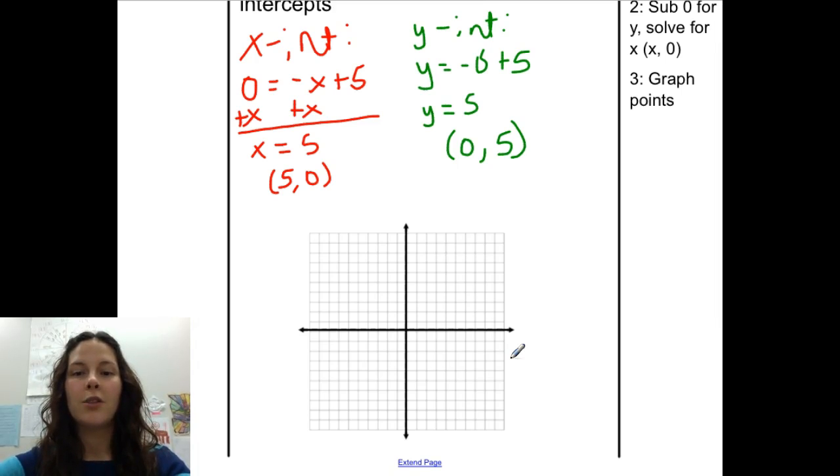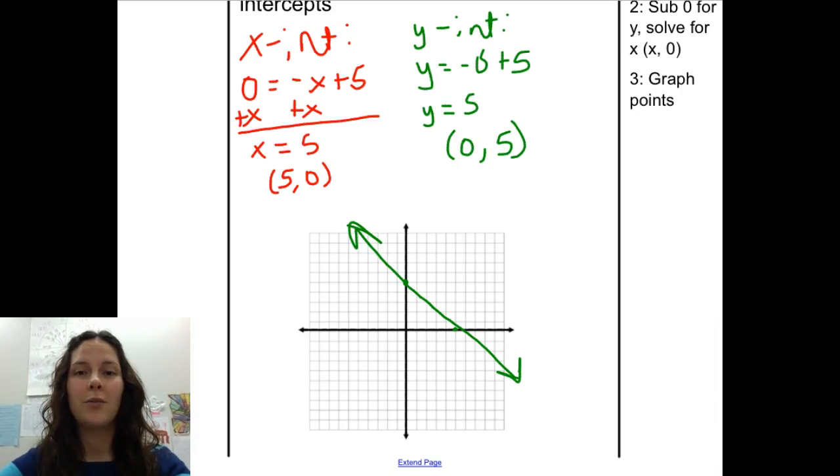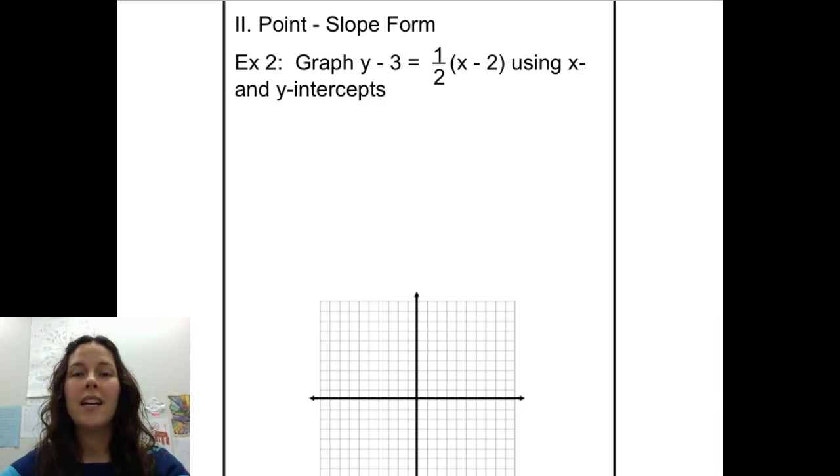So we're going to plot these 2 points on the graph, 5, 0, and 0, 5, and then we'll connect them with a line. Make sure you put arrows on the ends of your line as well. Now we're going to see how to solve for intercepts from point-slope form.